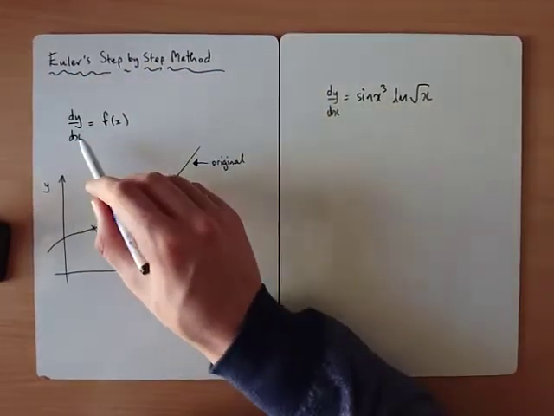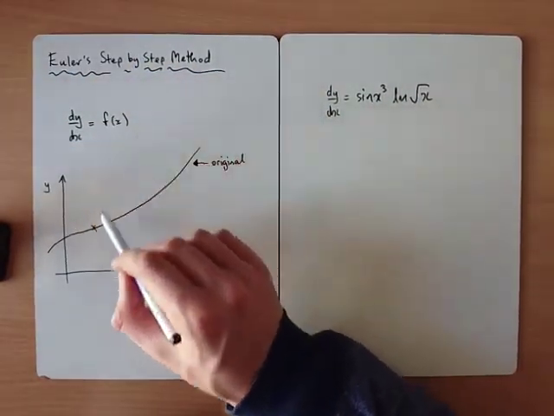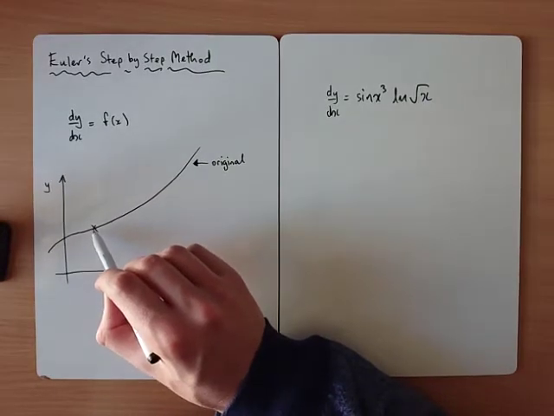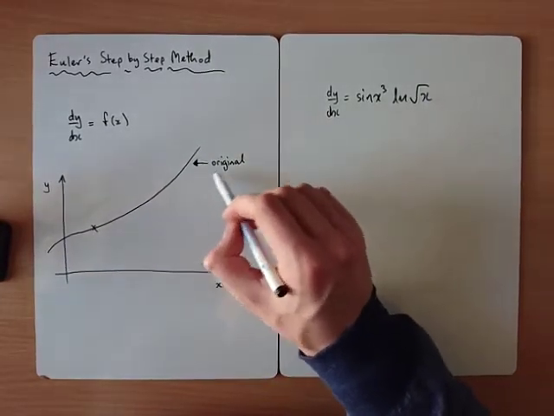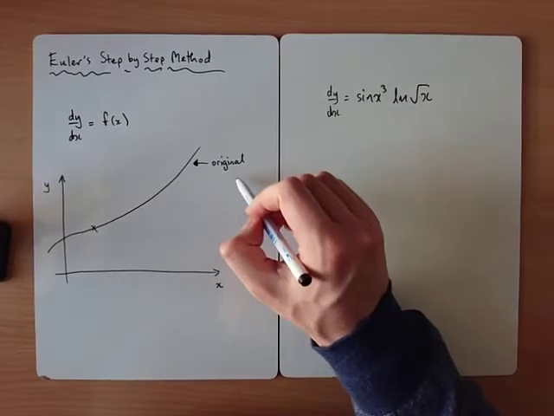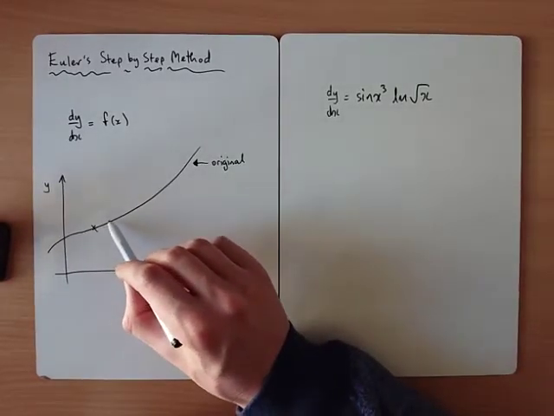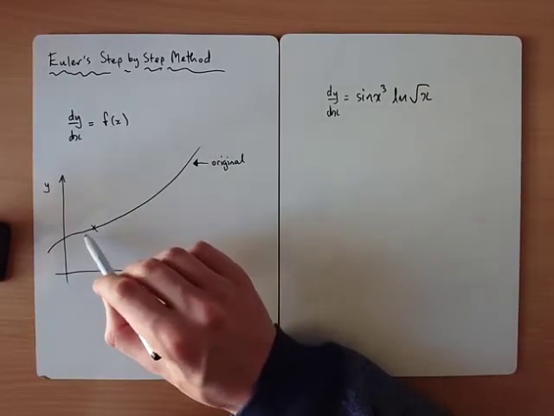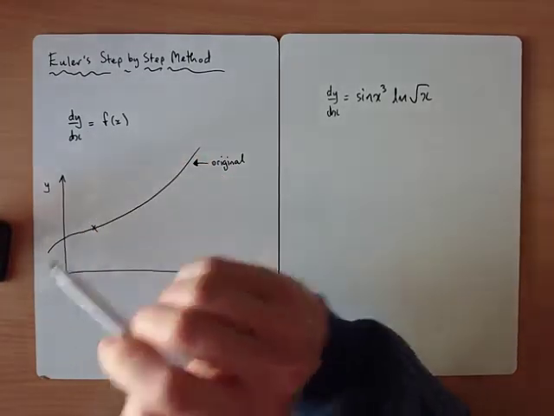That's what this technique is. You've got a differential equation and a point that you know was on the curve. You don't know what the original curve is, and we can't integrate it to figure this out, but we can still approximate where the curve goes, given a point and a derivative.